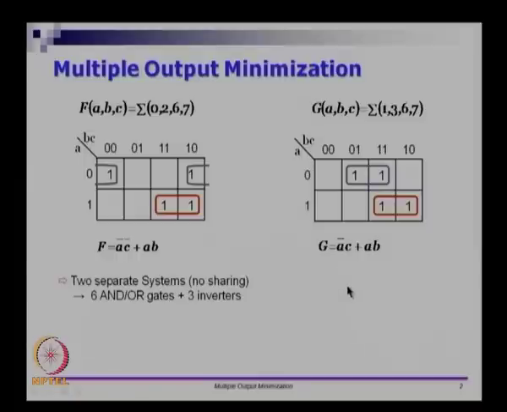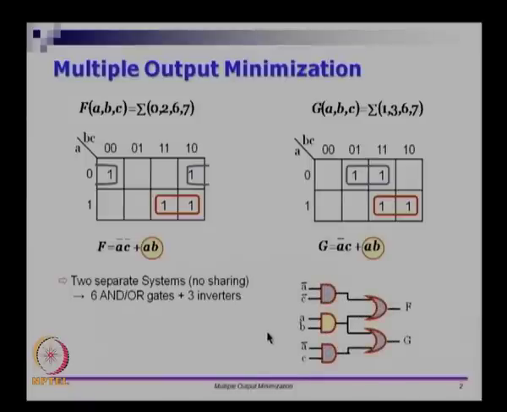But from the expression you can see that AB is actually common to both F and G. It is probably apparent to you, because even in the min terms we have 6 and 7 which are common to F and G. So the 6 and 7 has in turn resulted in one term called AB, which is common to both. If we actually allow for sharing, then we can do something better. This is a circuit which allows for sharing.